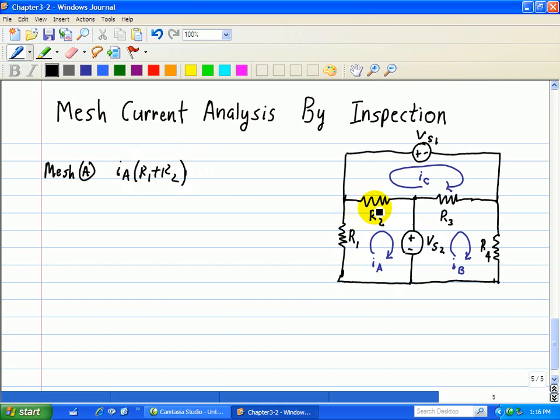Now look at R2. We also have IC, but it's going in the opposite direction. So we have minus IC R2. And then we see that VS2 is consistent with the direction of IA, so it's a plus VS2 equal to 0. So that's for mesh A.